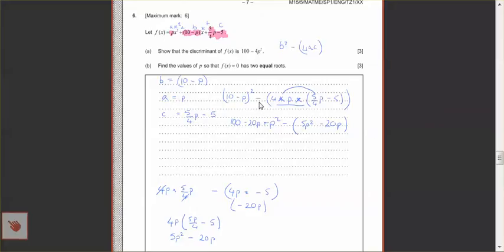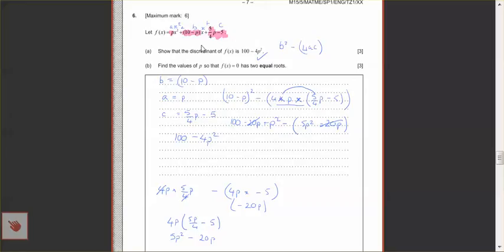Right, now I've got to do the minus, so it's 100, minus 20p, minus 20p, that's plus 20p, so that cancels with that. And then plus p squared minus 5p squared makes minus 4p squared. Yeah, my mistake was using c as only 5 over 4p. I think a few people did that.